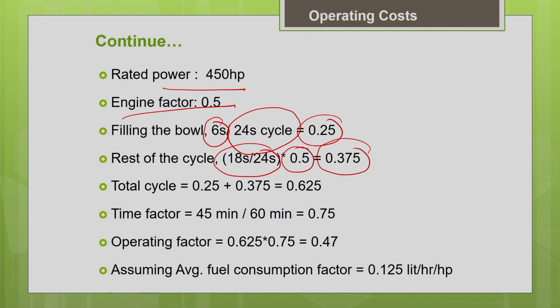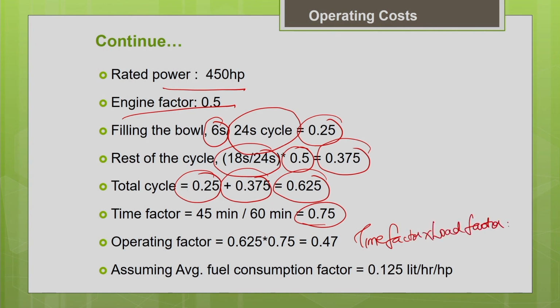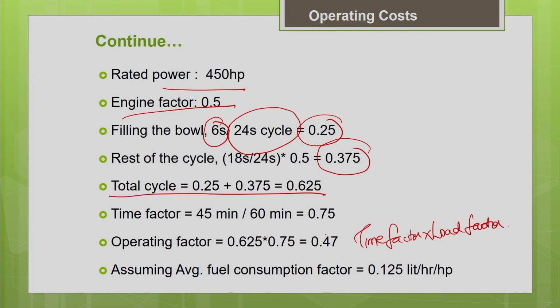Now you find the total cycle. While filling the bowl it is 0.25. During the rest of the cycle, just for hauling the material, it is using 0.375. So the total cycle amounts to 0.625. Now the time factor: it is working for 45 minutes in 1 hour, so its working efficiency is 0.75. The operating factor is nothing but your time factor multiplied by load factor. This is your load factor, 0.625, and this is your time factor, 0.75. If you multiply, you will get the operating factor as 0.47.